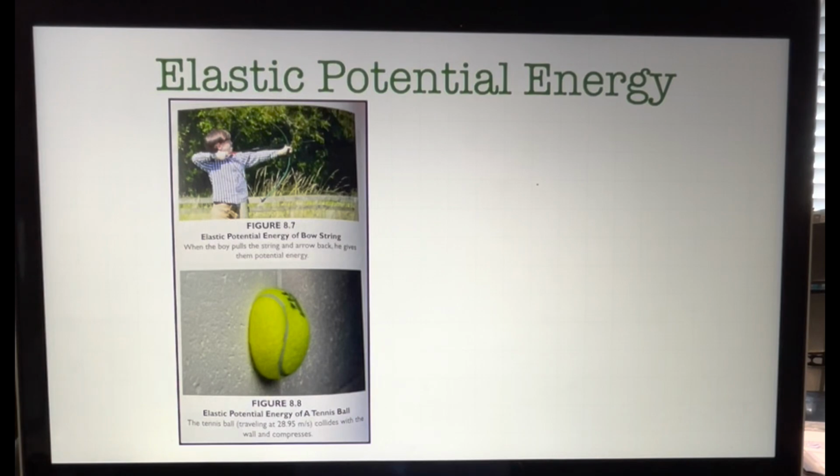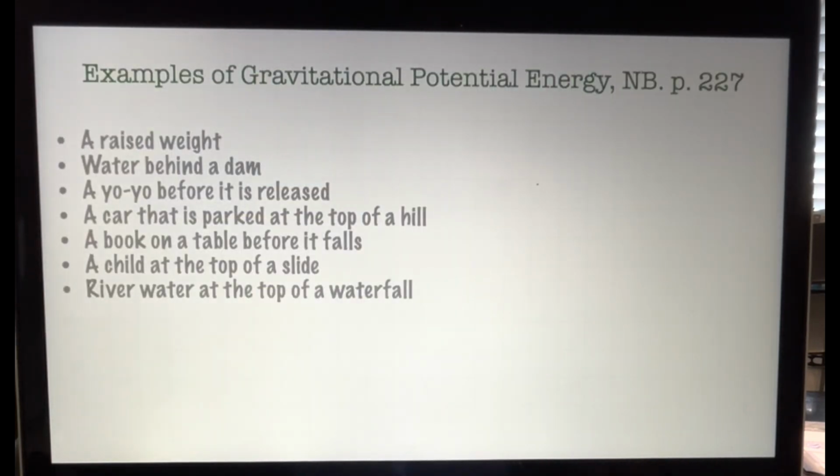Now, let's review what we've learned and do a couple on your own. I do have a few examples I want to discuss quickly. Examples of gravitational potential energy: when you're lifting weights, you raise your weight up. That is an example of gravitational potential energy. Water behind a dam, a yo-yo before it is released, a car that is parked at the top of a hill, a book on a table right before it falls, a child at the top of a slide, river water at the top of a waterfall.